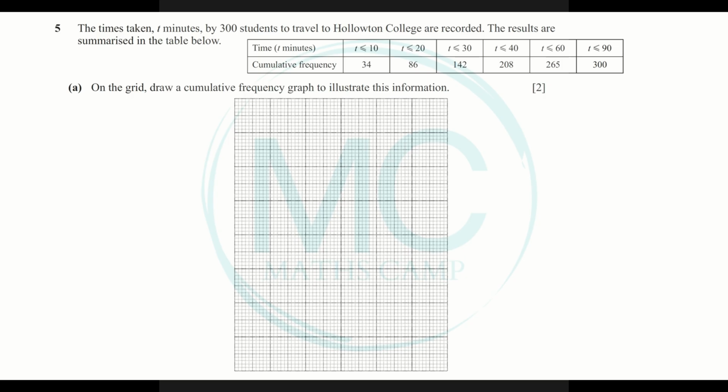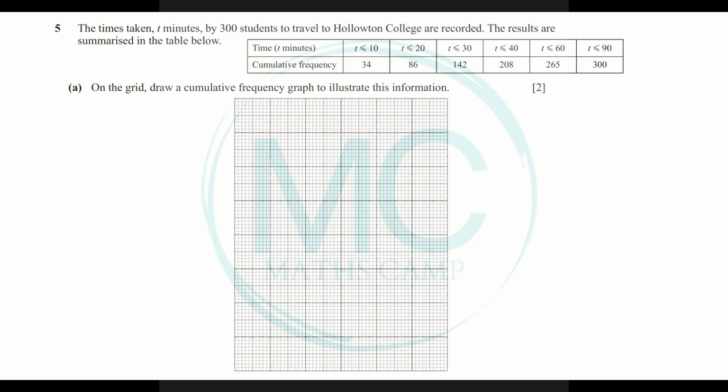The times taken, T minutes, by 300 students to travel to Hollerton College are recorded. The results are summarized in the table below. Part A says on the grid, draw a cumulative frequency graph to illustrate this information.